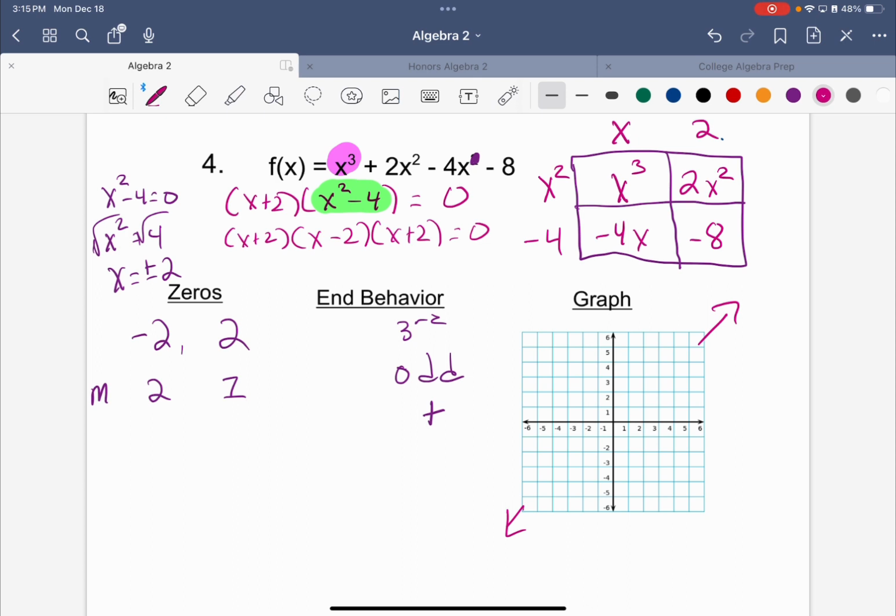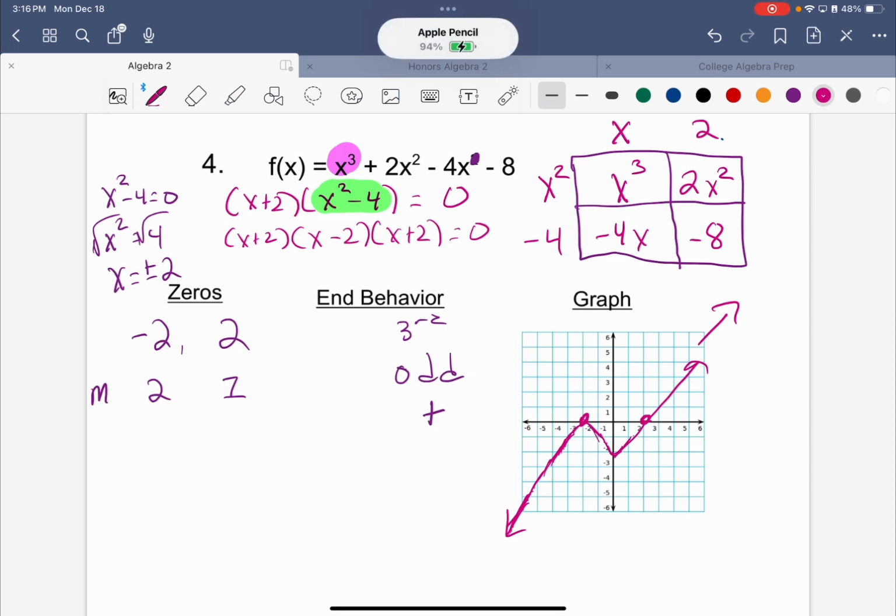My zeros are at negative 2 and 2. So my graph out of quadrant 3 gets up to negative 2. Does it go through negative 2 or bounce off of it? Bounce off it because it has a multiplicity that's even. It gets about halfway, curls back up. When it gets to 2, it goes through it.